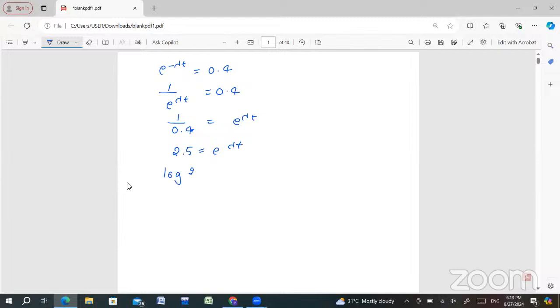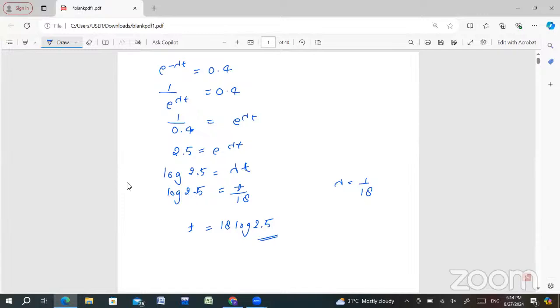So it will be log 2.5, and on the other side it will be lambda t, and the value of log e is 1. We have to find the value of t, and the value of lambda was 1 by 18. So log 2.5 is equal to t divided by 18. From here you can get the value of t as 18 into log 2.5. Clear to all?